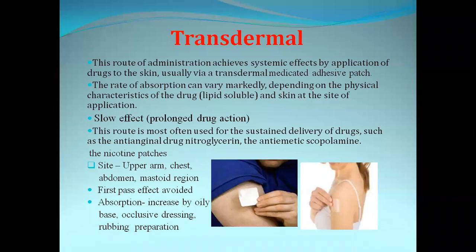The scopolamine transdermal patch is placed behind the ear so that the scopolamine is released continuously, and it inhibits the labyrinthine nucleus, thereby suppressing motion sickness. Even nicotine patches are available, which are used in nicotine-addicted patients. The sites of application of transdermal patches are the upper arm, the chest, the abdomen, and the mastoid region.